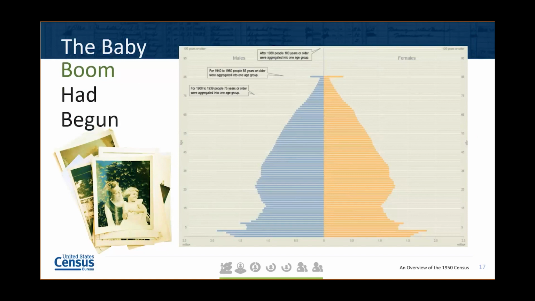The baby boom, which went from 1946 to 1964, had only recently begun, and it was unclear in 1950 just how long this period of higher fertility would last. On the right of the screen is the population pyramid for the United States in 1950. Younger ages are at the bottom, older ages at the top.